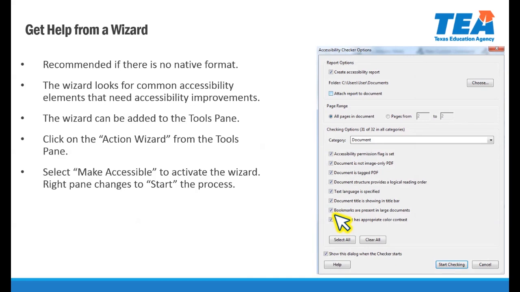The last step of the Action Wizard is to run an accessibility check on the document. Leave all the settings as is on the window and click Start Checking button.